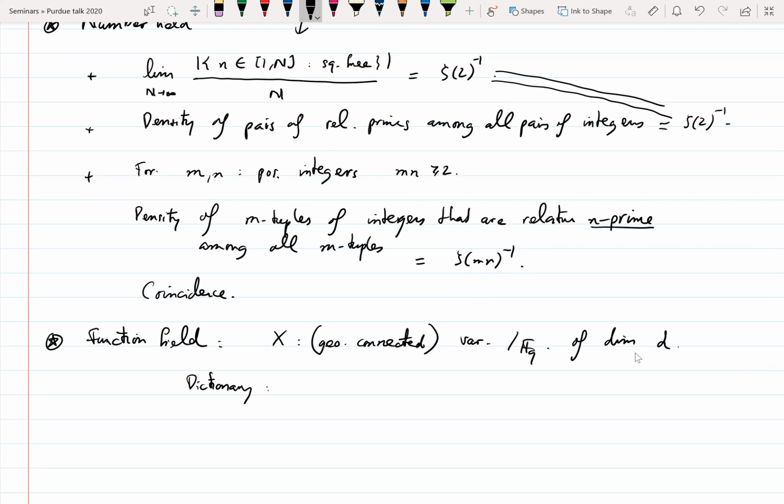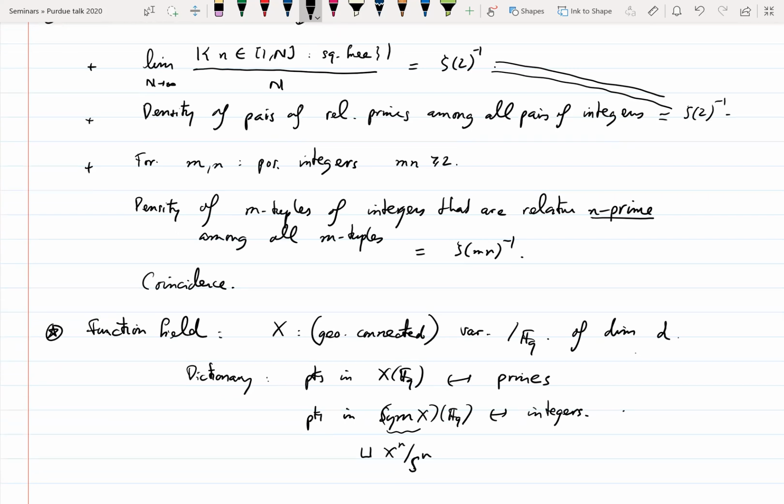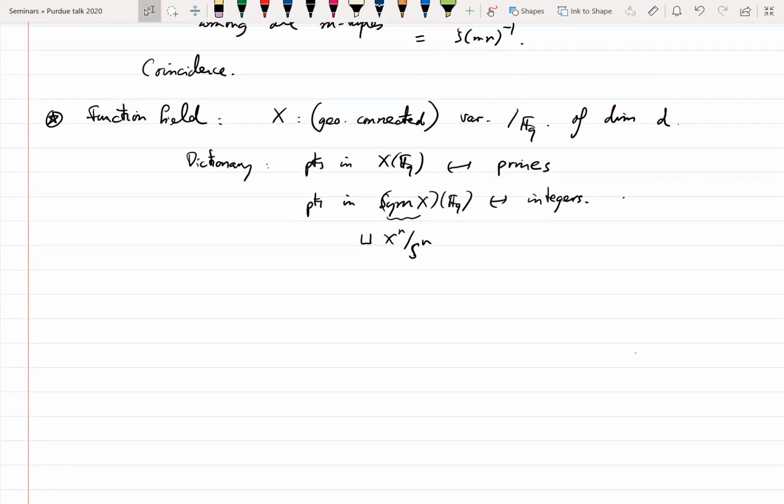So here's the dictionary. Points in X(FQ), so elements in there, should be thought of as prime numbers. And points in the symmetric power of X(FQ) should be thought of as corresponding to integers. Right? So this is the union of all X to the n mod Sn. So now it starts to look more like a geometry or topology talk. And then we can make the same statement. In fact, the following statement is true.